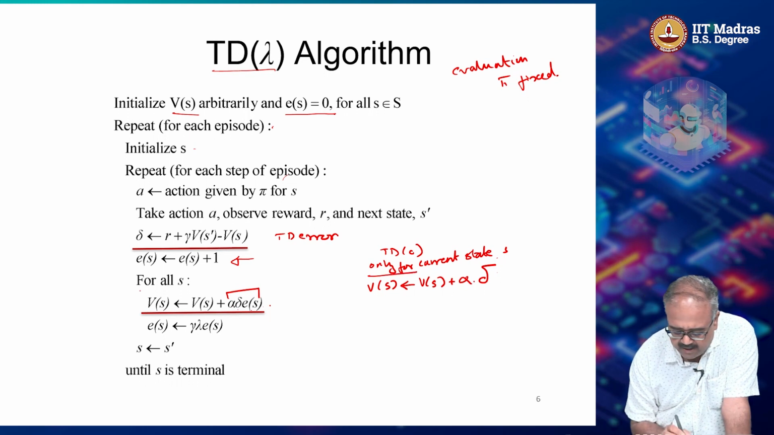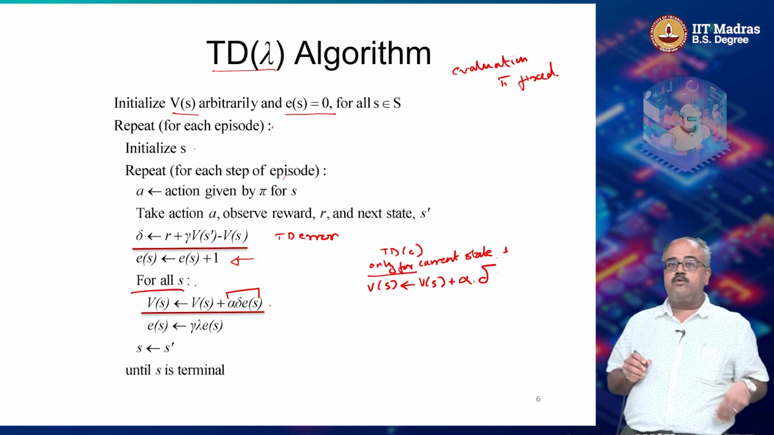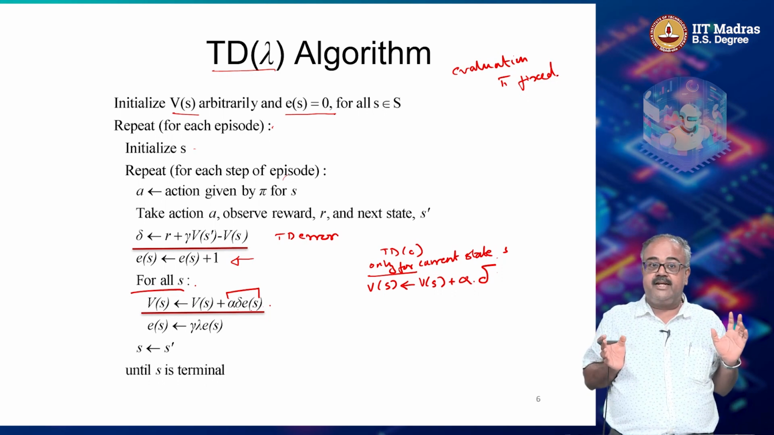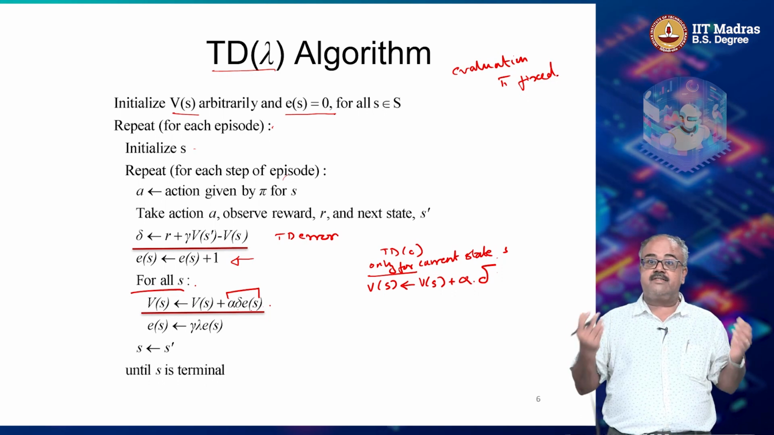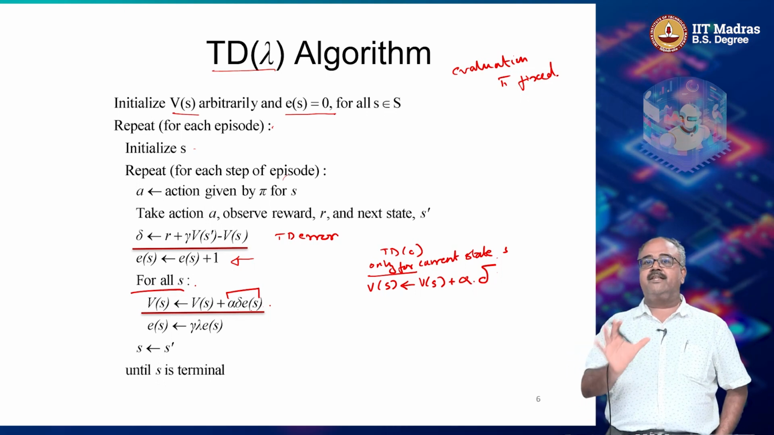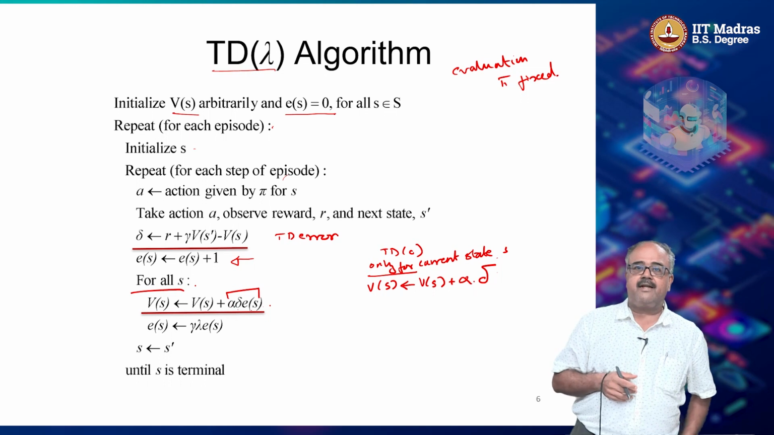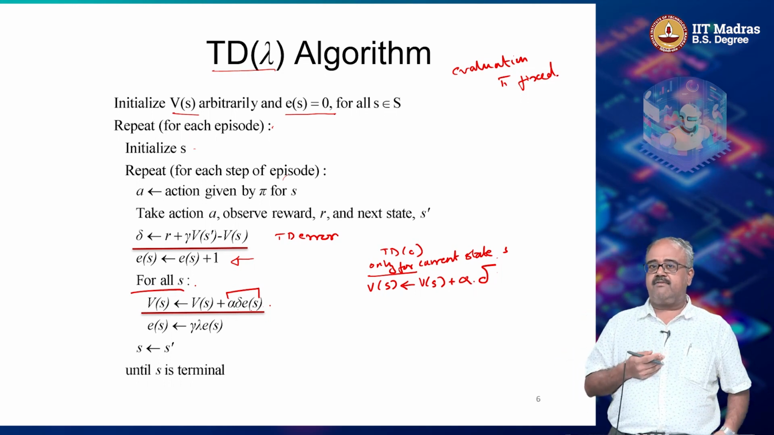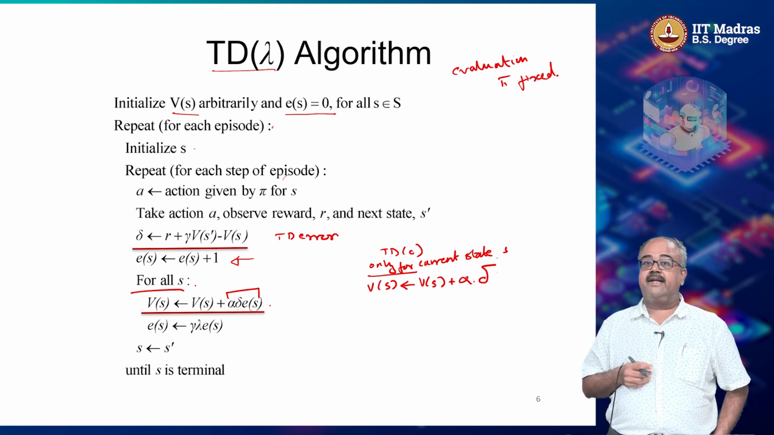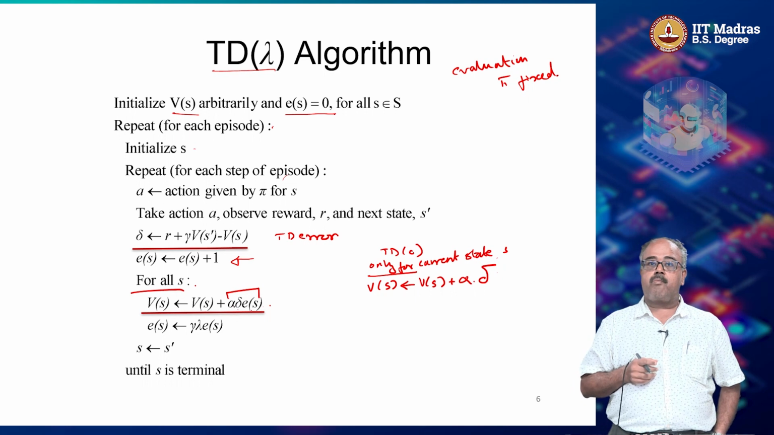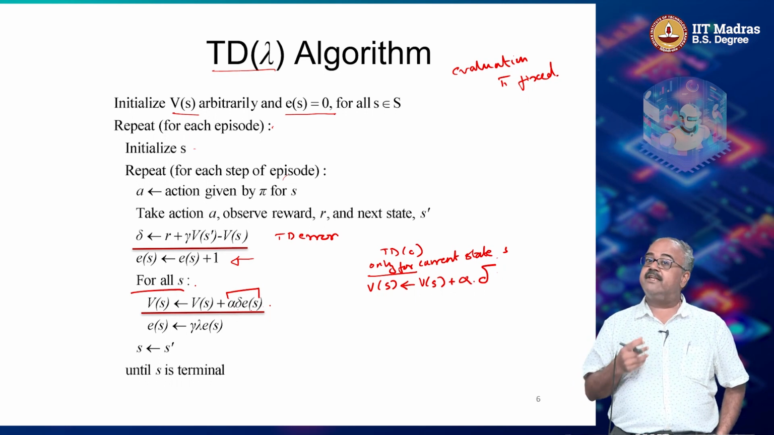Right. But with TD-lambda, you do this for all S, for all the states. Technically you have to do this only for those states for which the eligibility is non-zero, but implementation-wise it might just be convenient to do this for all S, unless you have efficient data structures that can keep track of all the states for which the eligibility is non-zero.